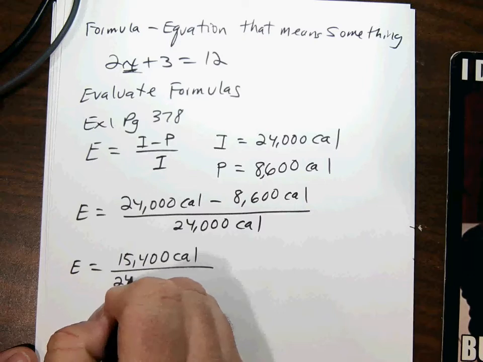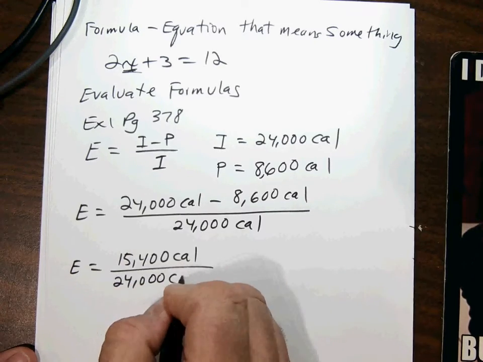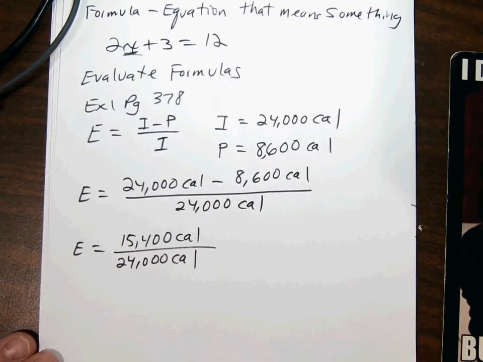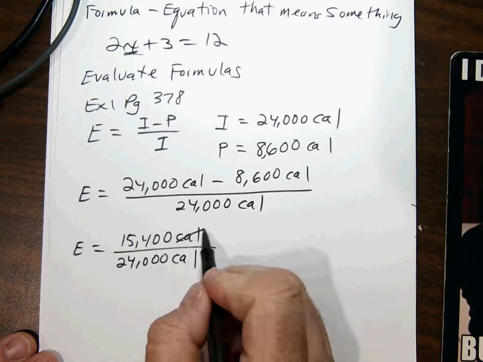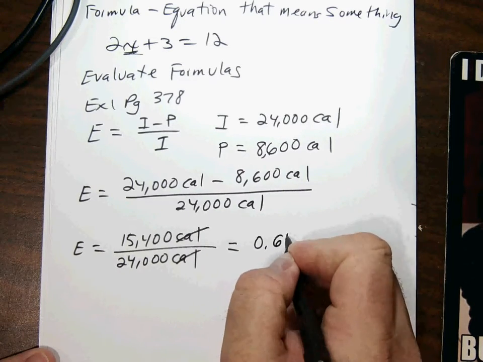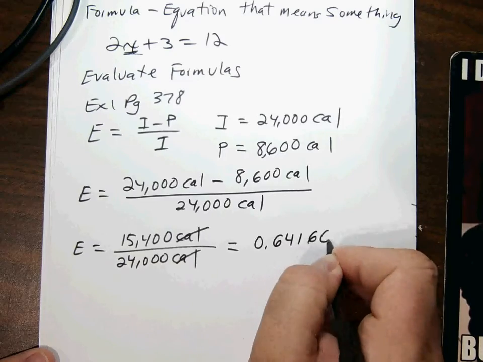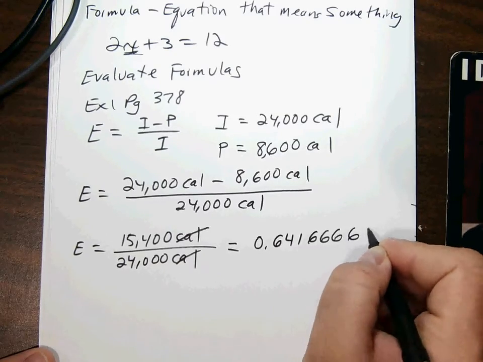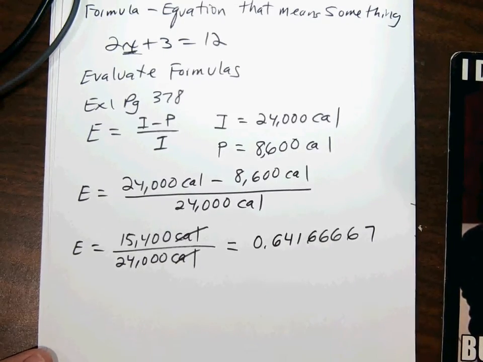Divided by 24,000 calories. Well, now I'm dividing units. What happens there? Those units are going to cancel away. So my result is not going to have a unit, and that's correct. Efficiencies don't have a unit. You see, I'm going to get some decimal. 15,400 divided by 24,000, I'm going to get 0.641666, and the 6 repeats, right? So your calculator will eventually throw a 7 at the end, probably.